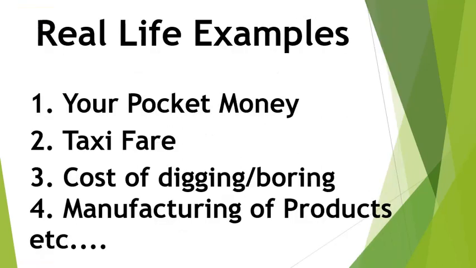Now let us look at some real life applications of an AP. Very first example, it's your pocket money. Let us assume that you are getting a pocket money of rupees 500 every month and it is increasing by rupees 50 every month. So in the first month you will get rupees 500 as your pocket money, and in the second month it becomes rupees 550. In the third month it becomes 600.